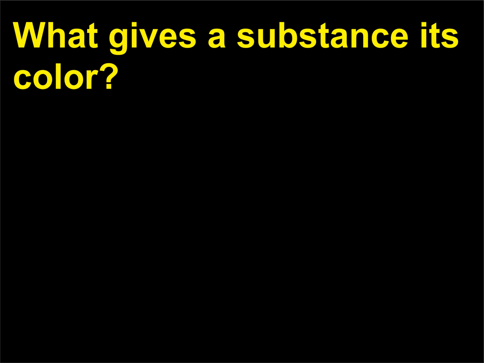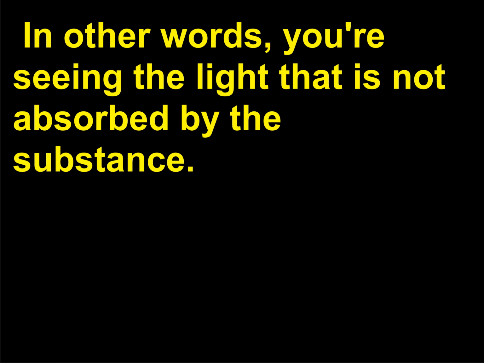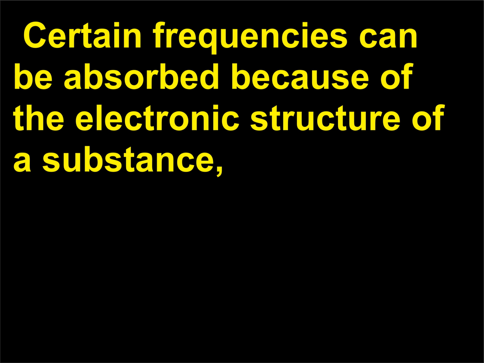What gives a substance its color? The color of a substance is the combination of the light that is reflected back at your eye. In other words, you're seeing the light that is not absorbed by the substance. Certain frequencies can be absorbed because of the electronic structure of a substance, while others simply bounce off back into your eye.